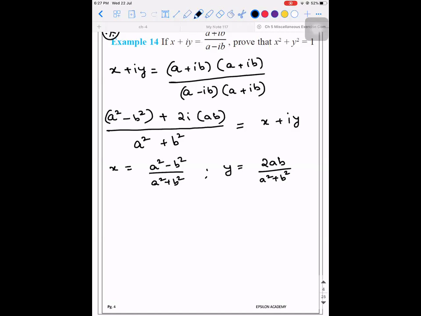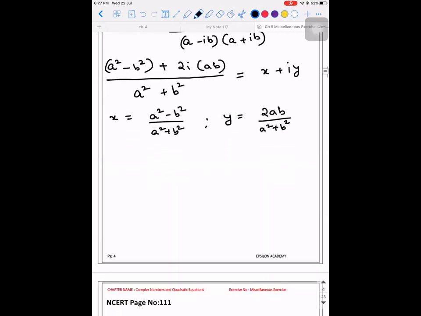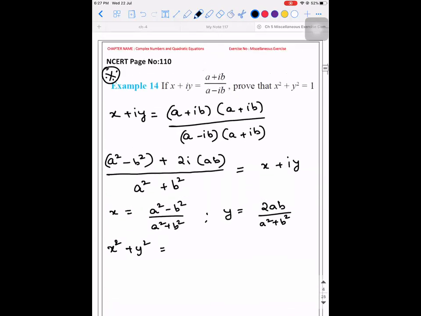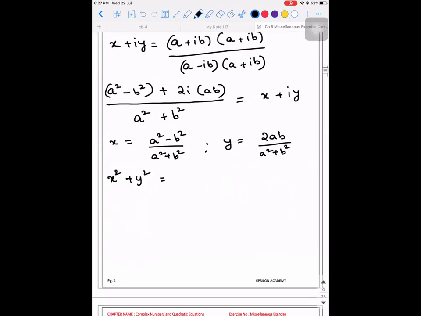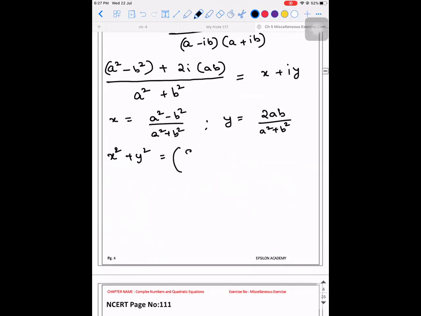Am I right? Now what is x square plus y square? See, don't write x square plus y square is equal to 1. You need to take x square plus y square and the final answer should come out as 1. So x square plus y square means a square minus b square divided by a square plus b square, the whole square, plus 2ab divided by a square plus b square, the whole square. Any doubt in this? I just substituted the value.